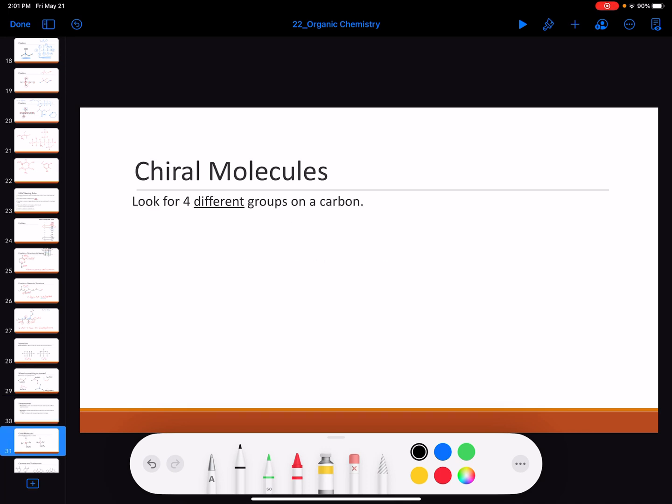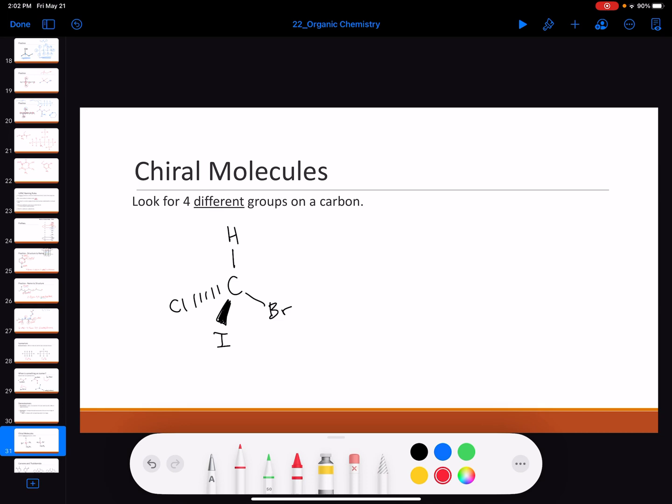So, how do you know if something's chiral? Well, look for 4 different groups on a carbon, okay? So if I have a carbon, maybe with a hydrogen up here, and then let's do a bromine over here, and then let's do an iodine here, and a chlorine over here, okay?